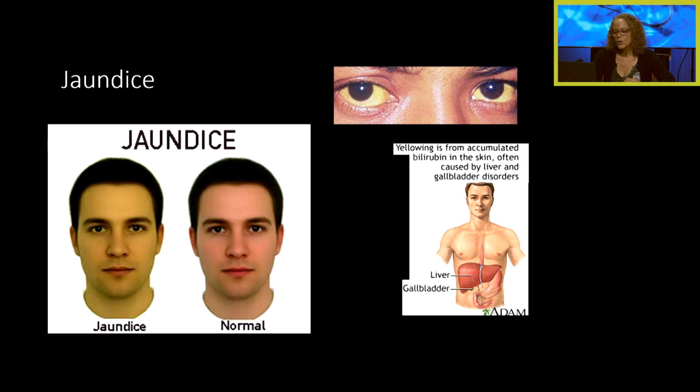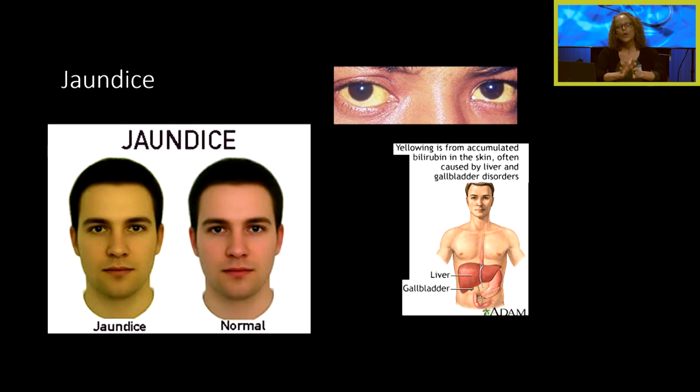Sometimes it can be subtle. It's a yellowing of the sclera of the eye, which is usually white. We notice that it looks a little yellowish. And this is usually from accumulated bilirubin in the skin, and it's often caused by liver and gallbladder disorders.